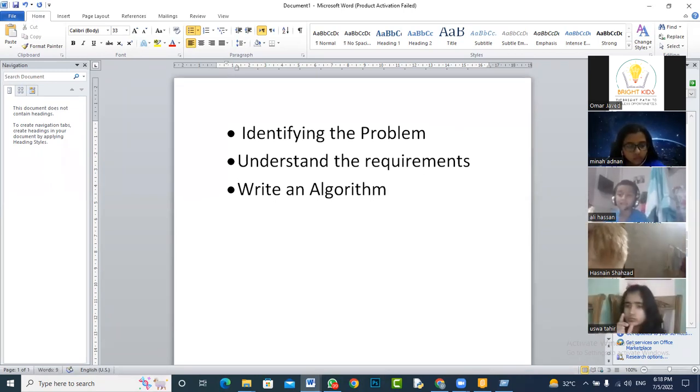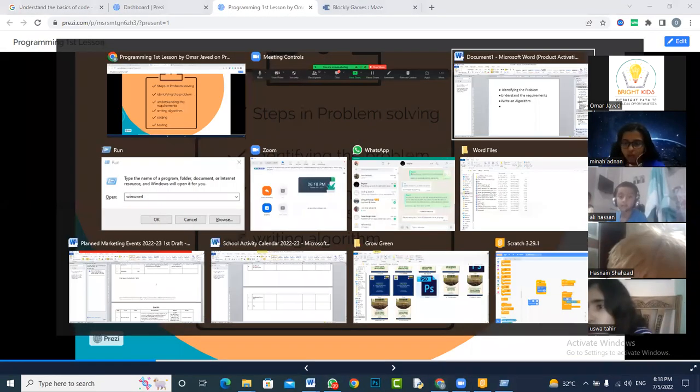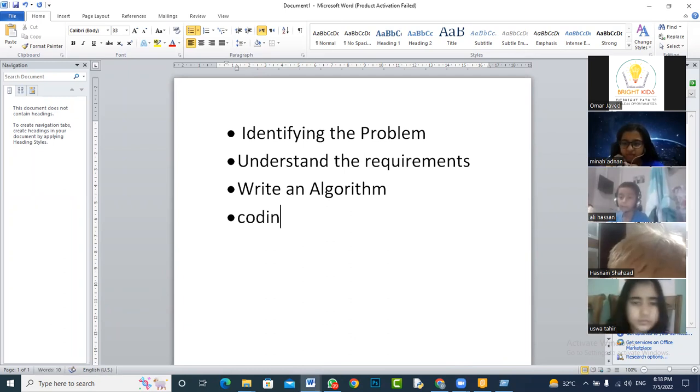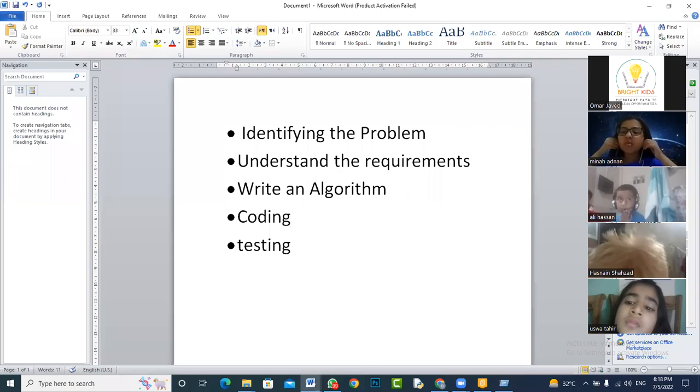But is there anyone who knows what an algorithm is? Anyone who has heard this word before? No one? No problem. Okay. So let me give you an example of a problem, and then we are going to see all of its parts. So let's say that you are alone at home.